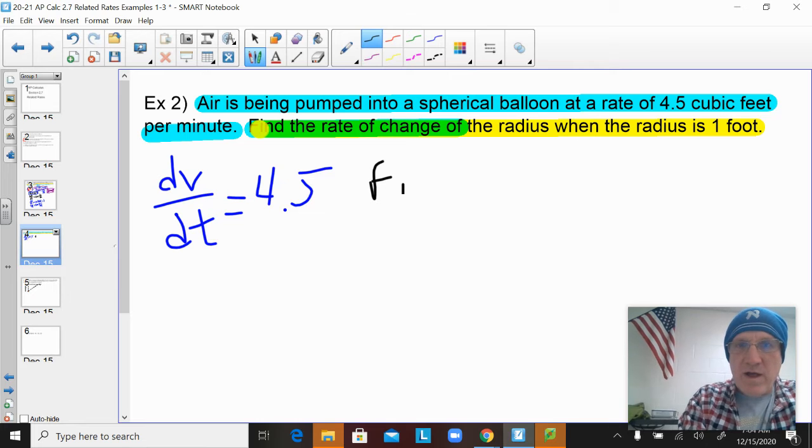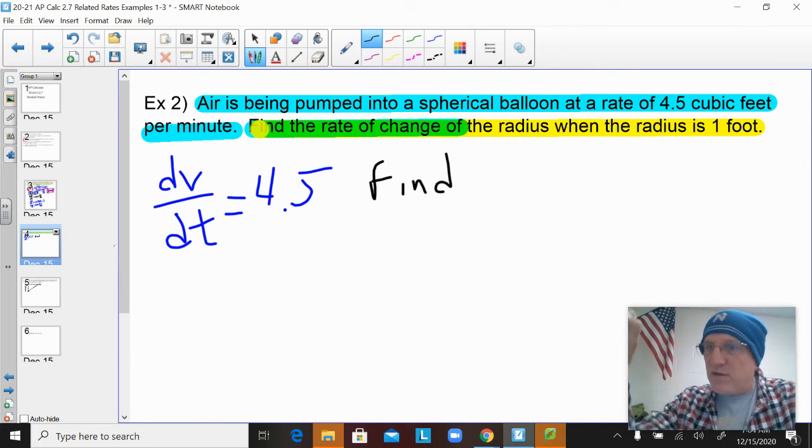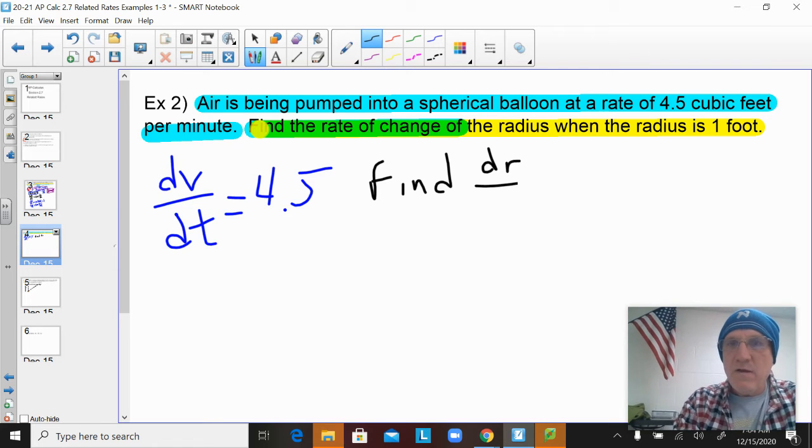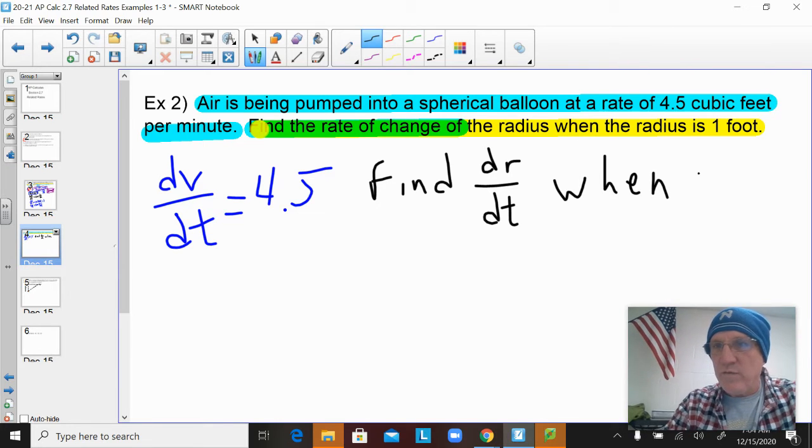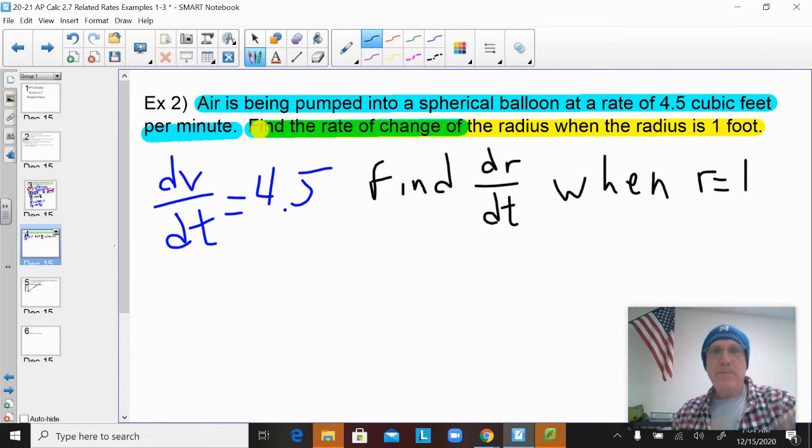So we want to find the rate of change of the radius. That's how fast the radius is changing. That's dr/dt. Find dr/dt when the radius is 1 foot, when r equals 1.